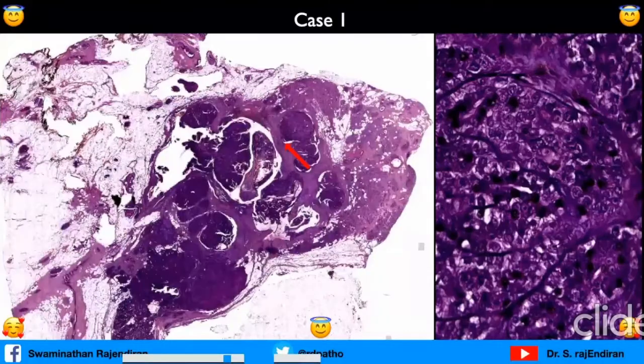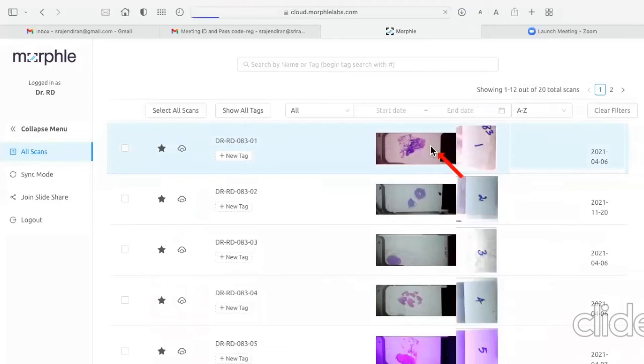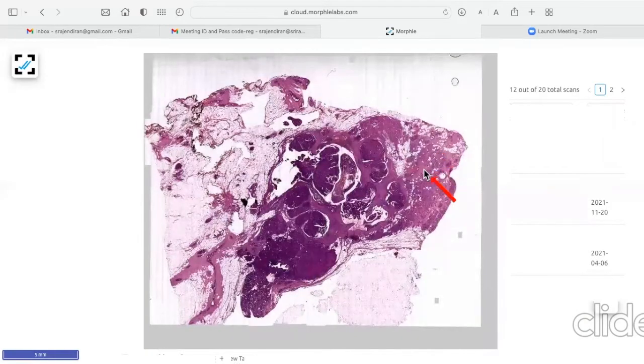Case number one, this is the snapshot of it, and I will quickly finish it, sir. Another 20 minutes, one minute per slide. So this is the whole slide scanning.